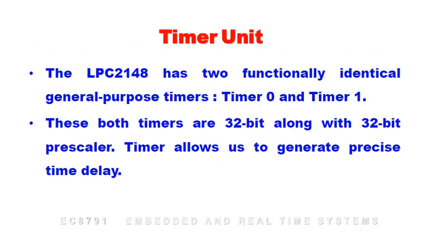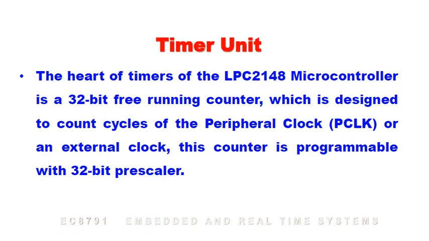The next one, timer unit. The LPC2148 has two functionally identical general purpose timers, Timer 0 and Timer 1. Both timers are 32-bit along with a 32-bit prescaler. Timer allows us to generate precise time delay.